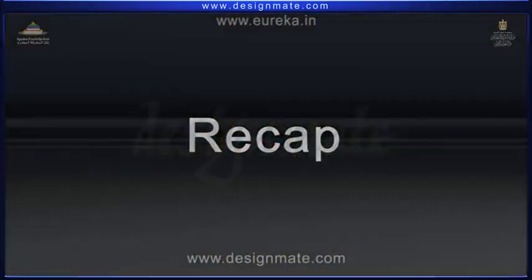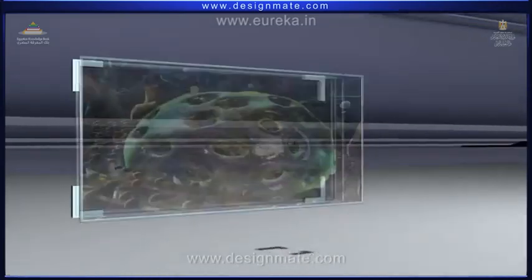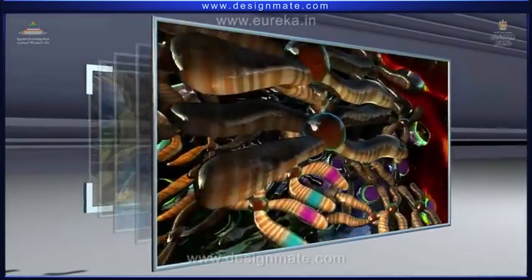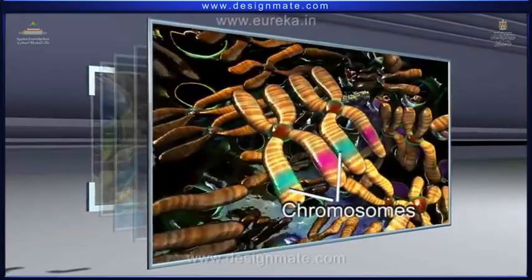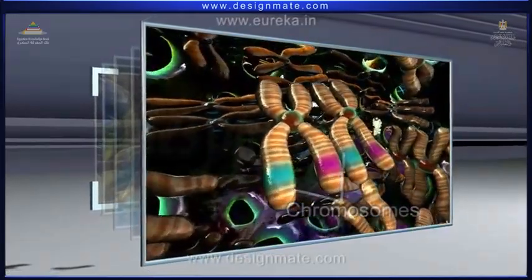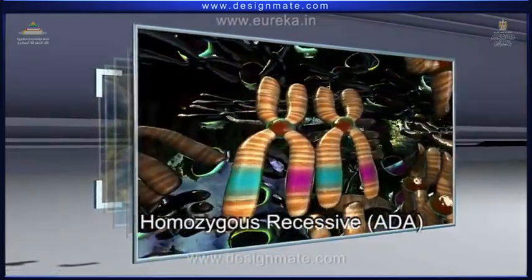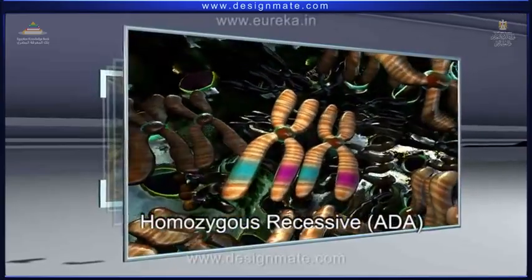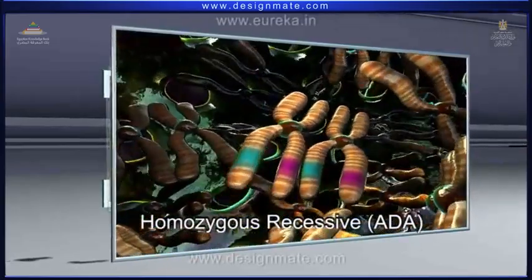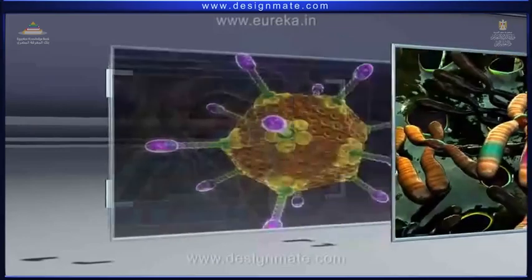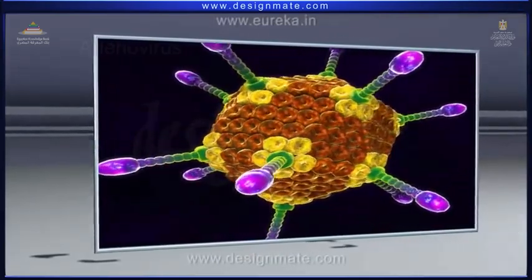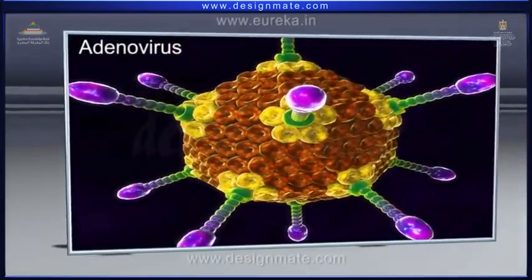Recap. Let us sum up the topic quickly. When we look at the chromosome of an SCID patient, we can see the homozygous recessive alleles of a gene called ADA, which is non-functional. In order to cure this disease, adenovirus is utilized.